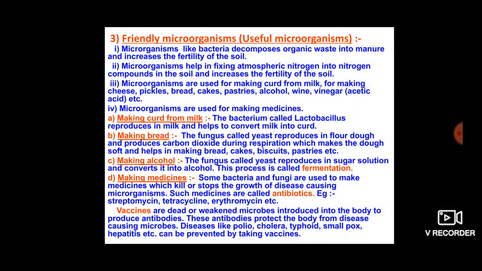First, the making of curd from milk. See children, this is a bacteria. There is one bacteria that we call lactobacillus. This lactobacillus bacteria helps to convert milk into curd. Then the making of bread. There is a fungus called yeast. This yeast is very helpful for the manufacturing of bread. So what is the nature of the bread? It is very soft, right, students.